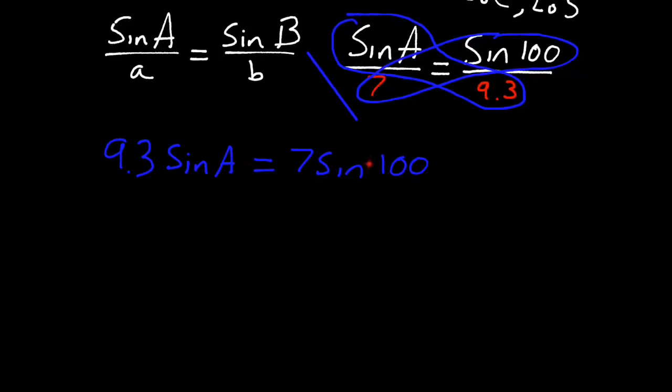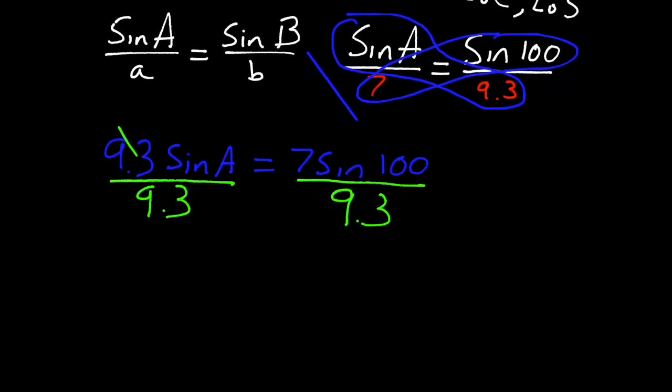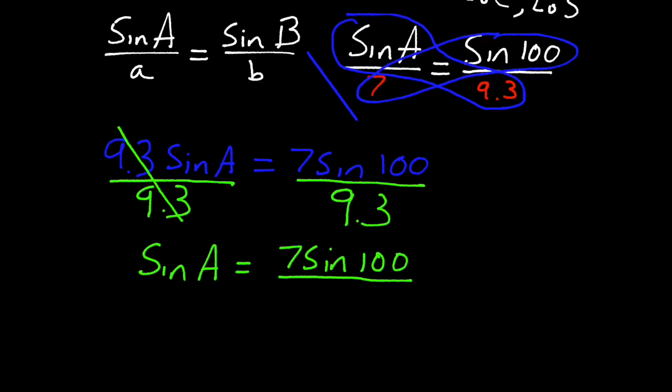Now that I have it set up, I have my equation. I went from a proportion to an equation. I need to get the sine of A by itself. So let's divide both sides by 9.3. Okay, that cancels out the 9.3 over here, and we're told that the sine of A is equal to 7 times the sine of 100, all divided by 9.3.